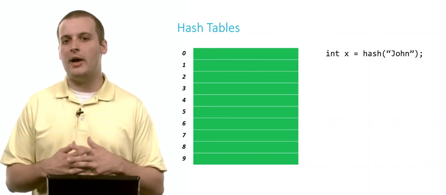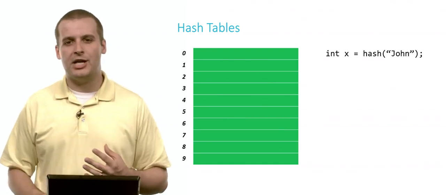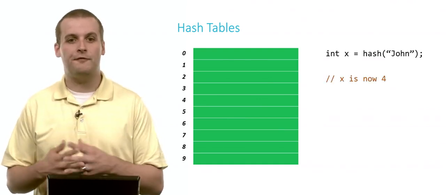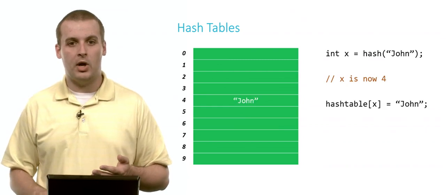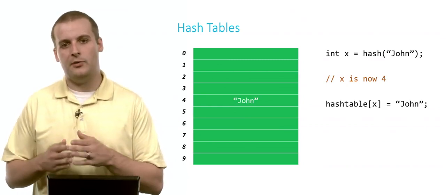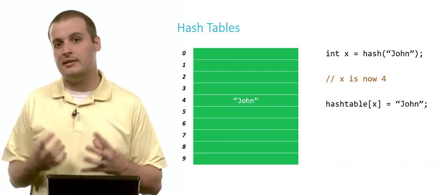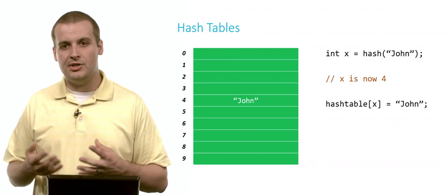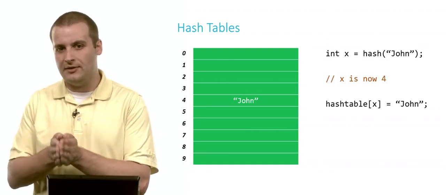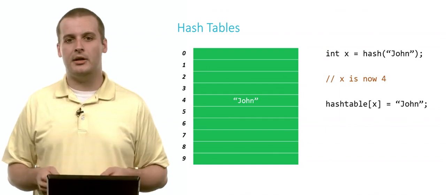But now we have this new hash function. And let's say that we run John through this hash function, and it spits out 4. Well, that's where we're going to want to put John. We want to put John in array location 4. Because if we hash John again, let's say later we want to search and see if John exists in this hash table, all we need to do is run it through the same hash function, get the number 4 out, and we'll be able to find John immediately in our data structure.